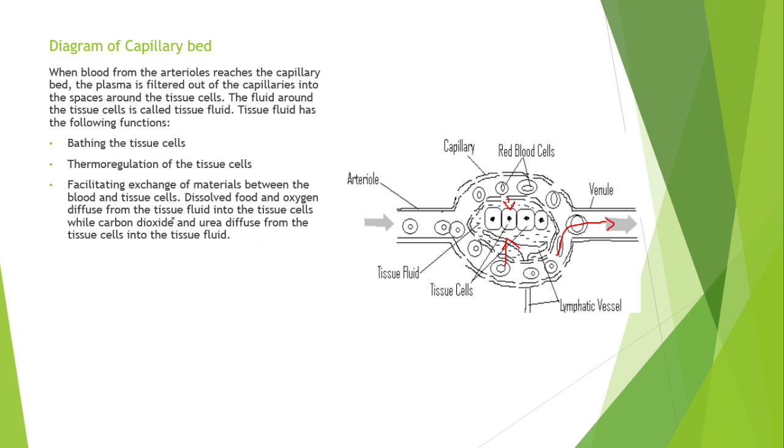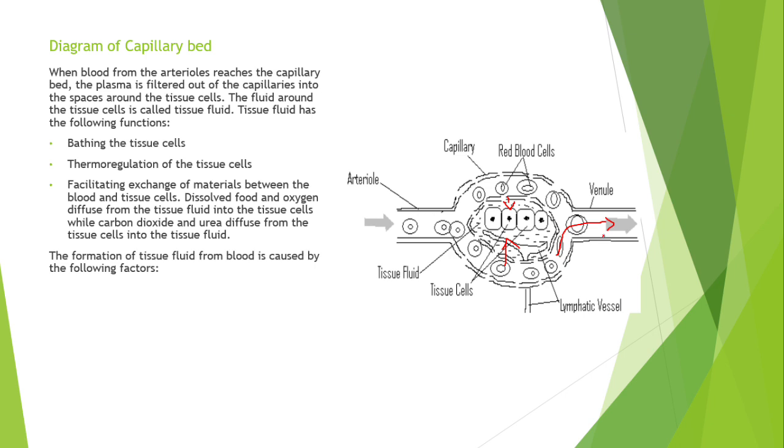So dissolved food and oxygen diffuse from the tissue fluid into the tissue cells, while carbon dioxide and urea diffuse from the tissue cells into the tissue fluid, and then the tissue fluid will pass it over to the blood. And as blood is going back, it contains carbon dioxide and urea.